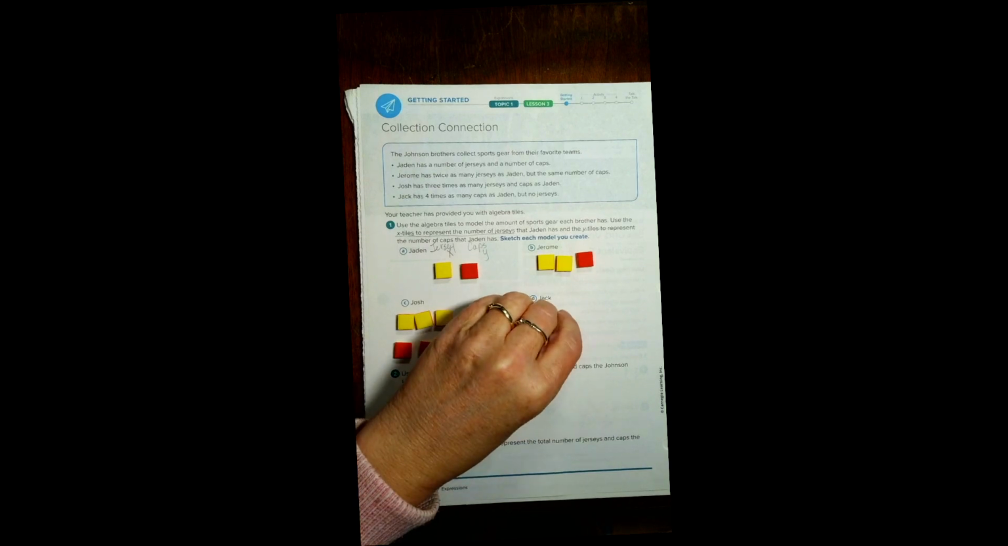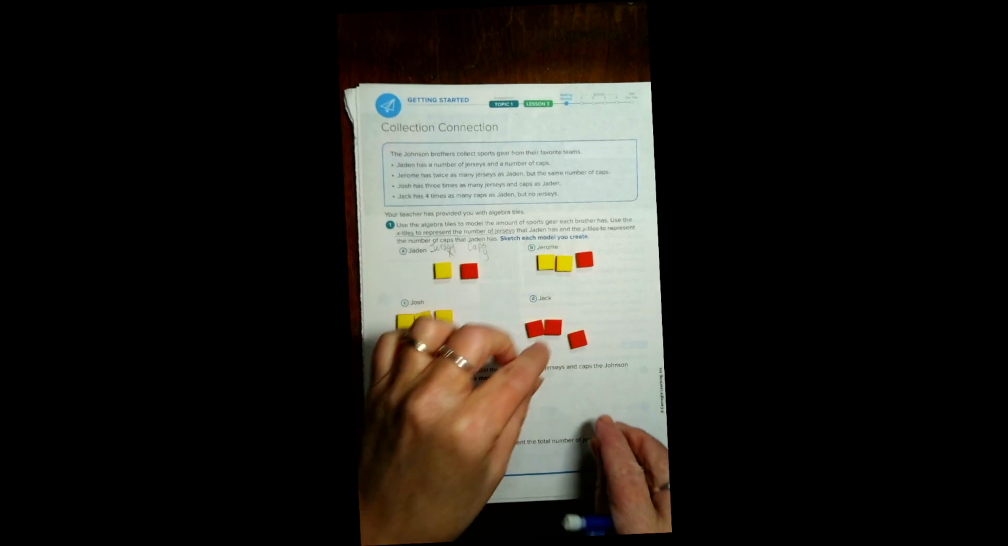Jack has 4 times as many caps as Jaden, but no jerseys. So he doesn't need any jerseys at all. We just need to give him some caps. And how many? 4 times as many. So here he is, 4 times as many caps. And then it says, use the algebra tiles to model the total amount of jerseys and caps the Johnson brothers have, and sketch the models you create.